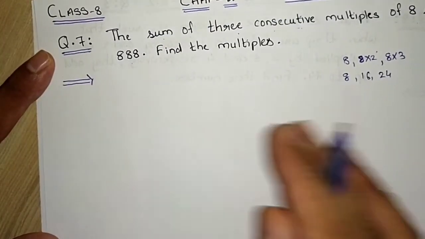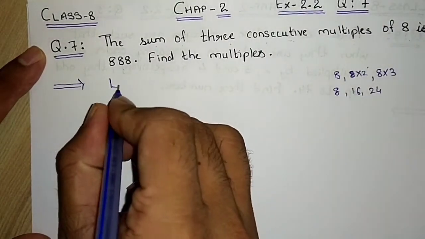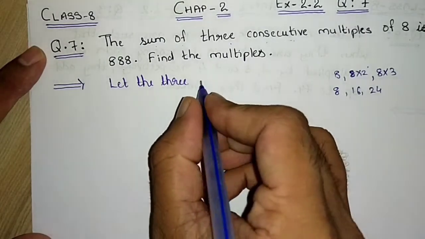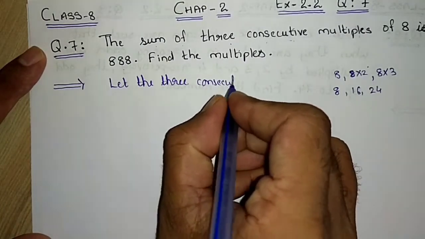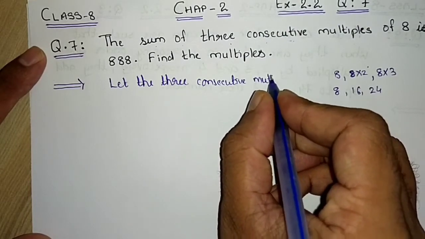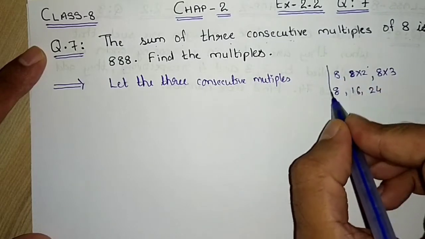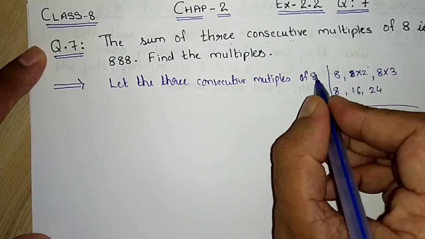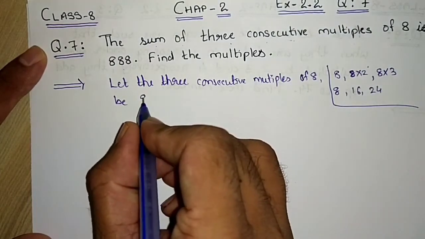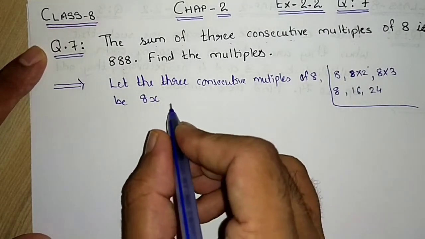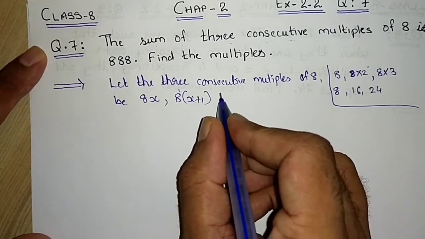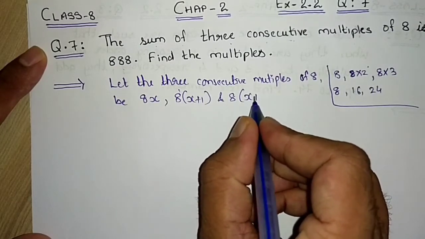So we will write, let the three consecutive multiples of 8 be 8x, 8x plus 1 and 8x plus 2.